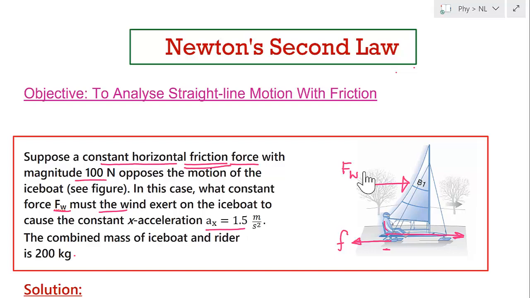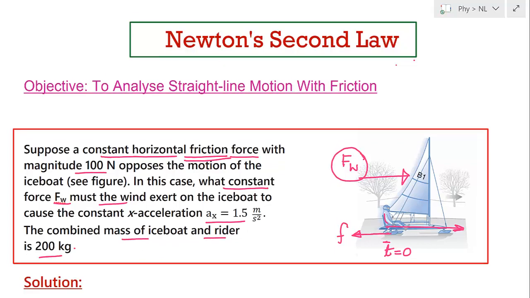And finally, basically at t equals 0, this iceboat just starts its motion, that is initial velocity is 0, and after a certain point of time it gains an acceleration, and the value of acceleration is given, that is 1.5 meter per second square. So we have to find what is the magnitude of the wind force. And this is a constant magnitude. So this is a constant wind force. The combined mass of iceboat and rider is given, and this is 200 kg.